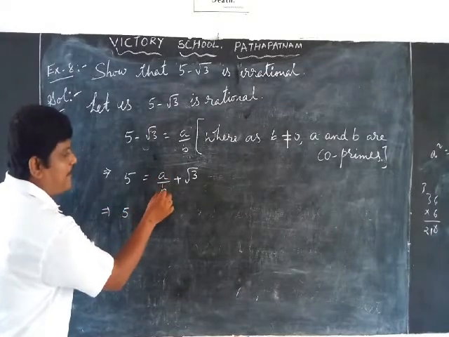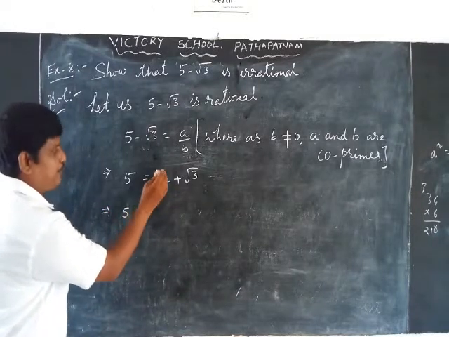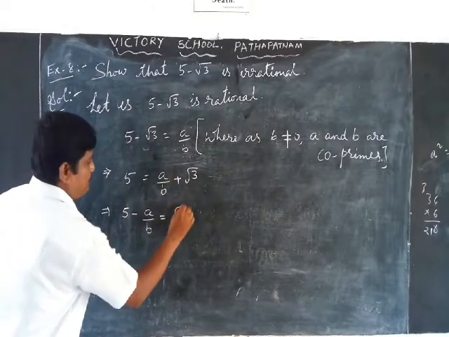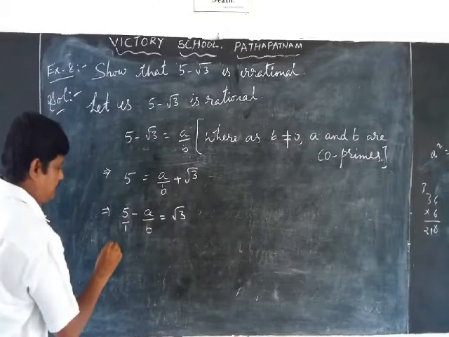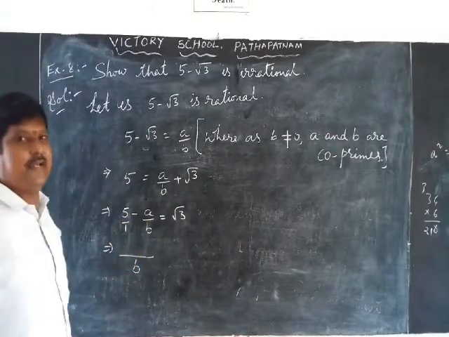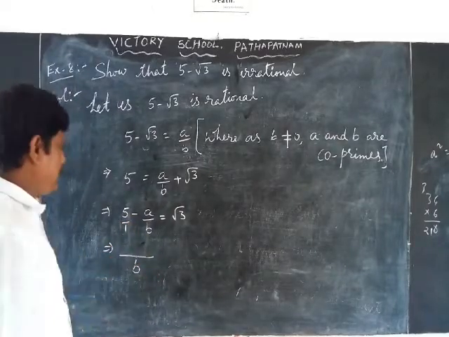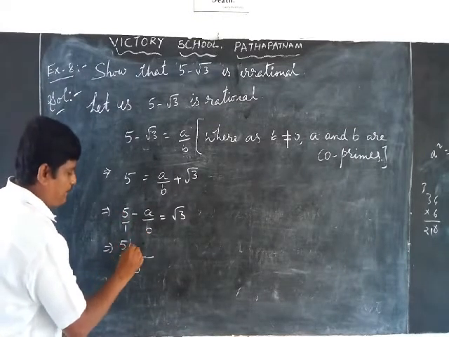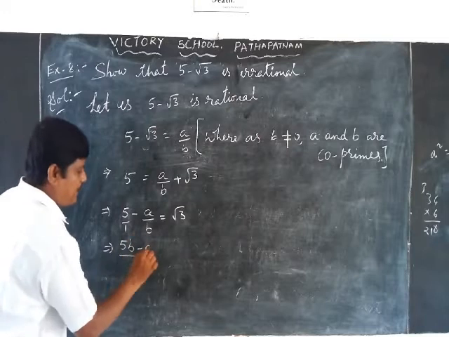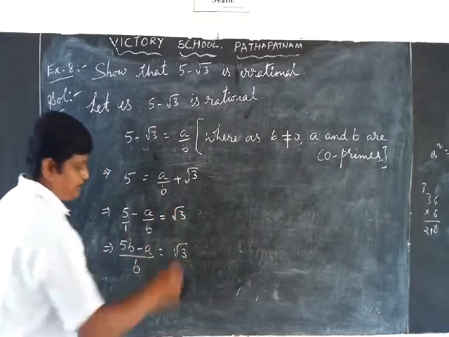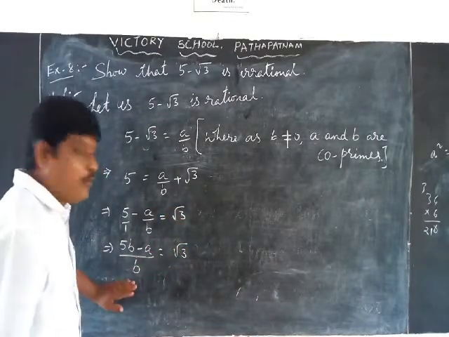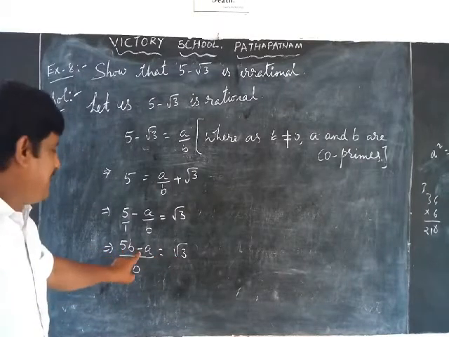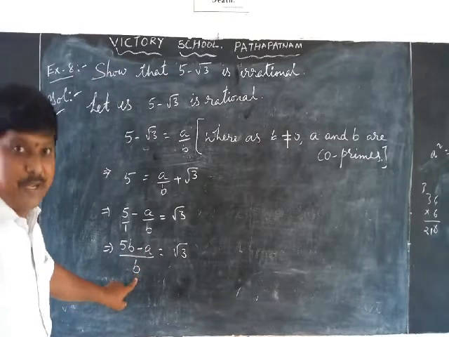This a by b is positive. It will go to the left hand side with a minus. Take LCM. b is the common denominator. Very simple cross multiplication. 5 into b, 5b minus a into 1 is a, equals root 3. Now root 3 equals 5b minus a by b.